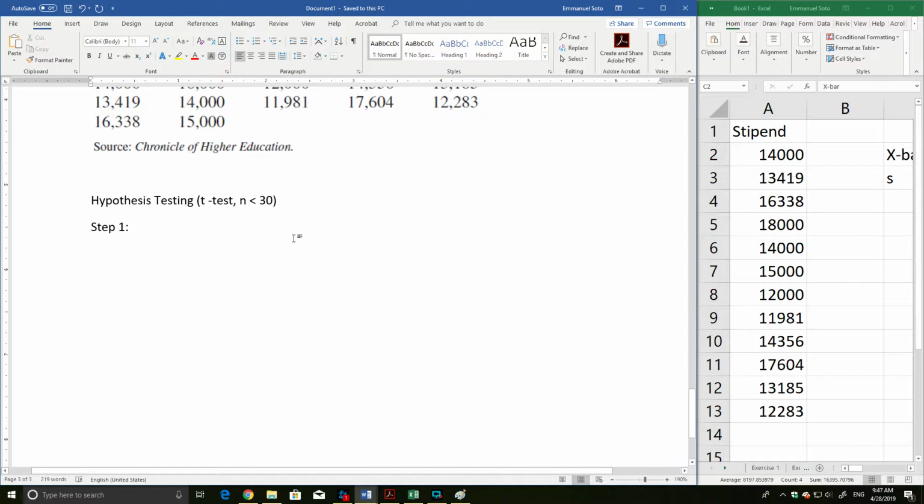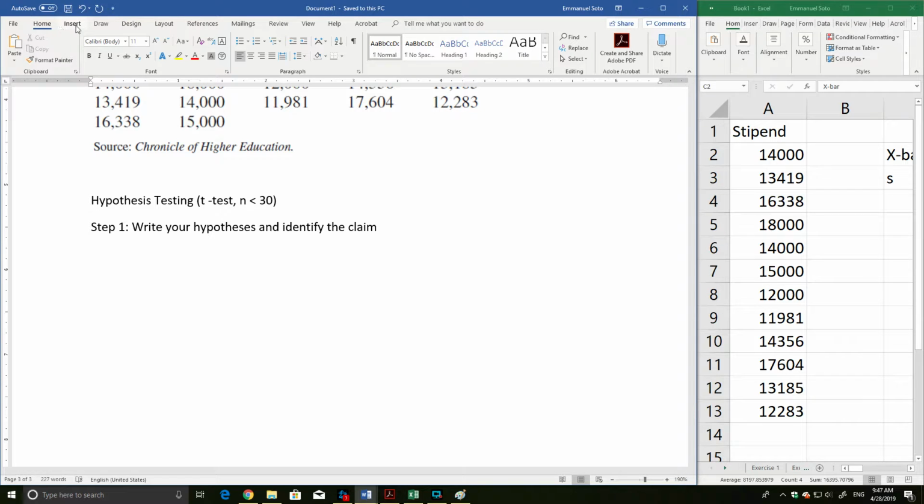So step one is to set up your hypotheses and identify your claim. This is step one in the hypothesis testing process. If you don't remember the process, we're going to be identifying the steps here. Then we want to type in our H0 and HA.